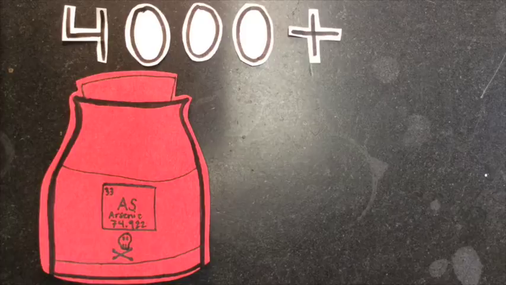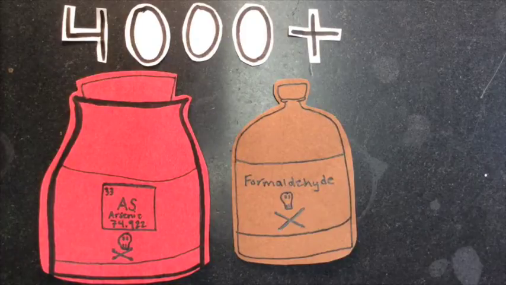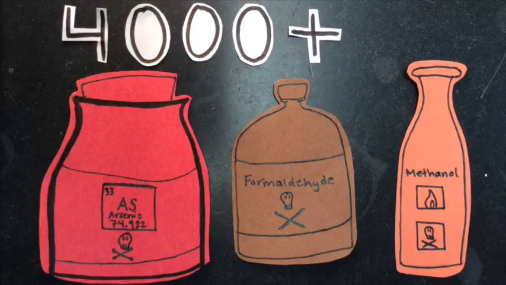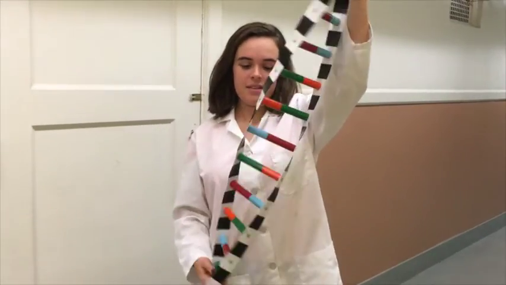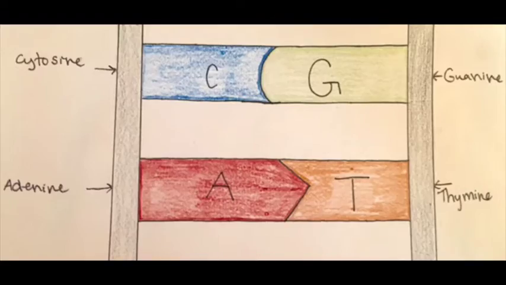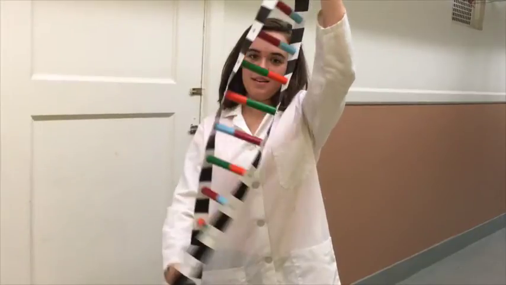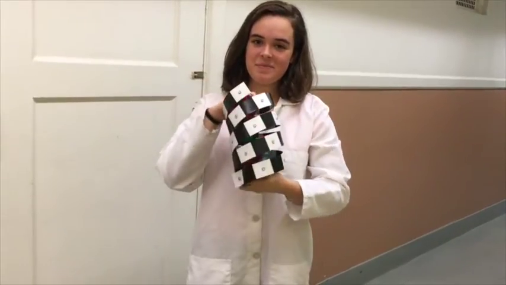Cigarettes contain over 4,000 chemicals, including arsenic, formaldehyde, and methanol. These chemicals are carcinogenic, meaning they cause cancer and contribute to DNA damage. DNA is made up of 4 nucleotides: cytosine, guanine, adenine, and thymine. Together, these nucleotides form a code. Each piece of the code, or gene, tells cells to make specific proteins.